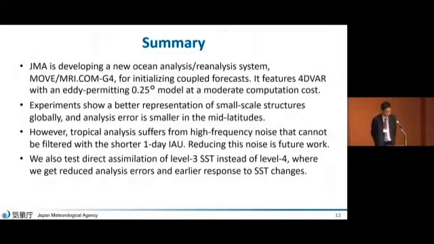RE experiments show a better representation of small-scale structures, and analysis error is smaller in mid-latitude. However, tropical analysis suffers from high-frequency noise that can be filtered with a shorter one-day IAU, and reducing this noise is our future work. We are also testing direct assimilation of level 3 SST instead of level 4, where we get reduced analysis errors and earlier response to SST changes.